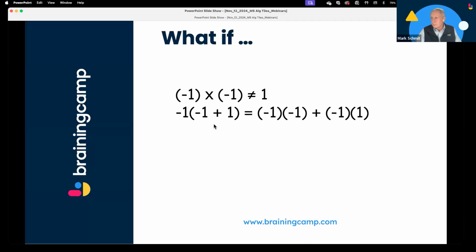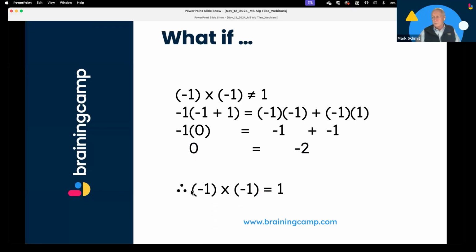Negative 1 times, well, negative 1 plus 1 on the left-hand side. If I expand that, I get negative 1 times negative 1 plus negative 1 times 1. Simplifying on the left-hand side, I added an inverse. I know their sum is 0. Over here, remember, negative 1 times negative 1 is not positive, so it must be a negative. This one we have already established. So then I get this statement that says 0 is equal to negative 2, which doesn't make any sense. So therefore, a negative times a negative might be a positive.